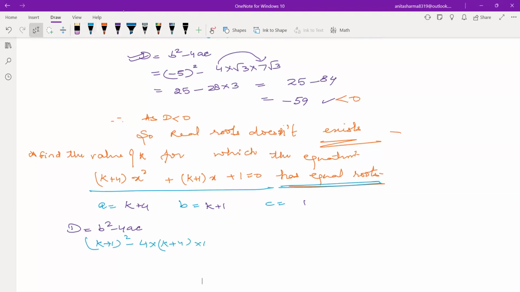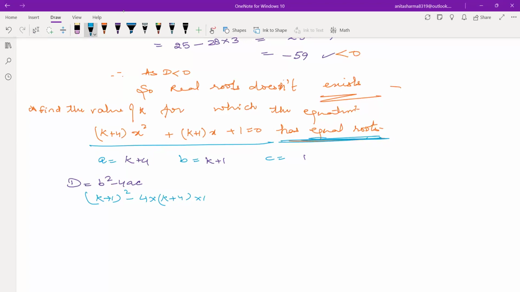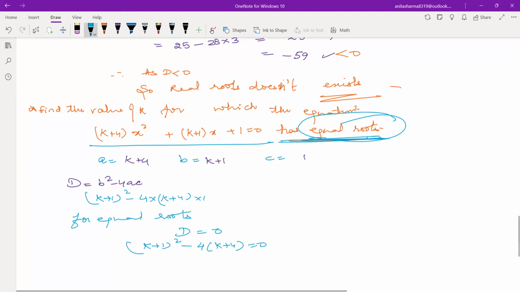Clear, beta? Now in the question, we have two words, equal roots. So you will write for equal roots your discriminant should be equal to 0. Clear, beta? So k plus 1 whole square minus 4 into k plus 4 will be equal to 0. So now you can open the bracket. So k square plus 1 plus 2k minus 4k minus 16 is equal to 0. So k square minus 2k minus 15 is equal to 0.